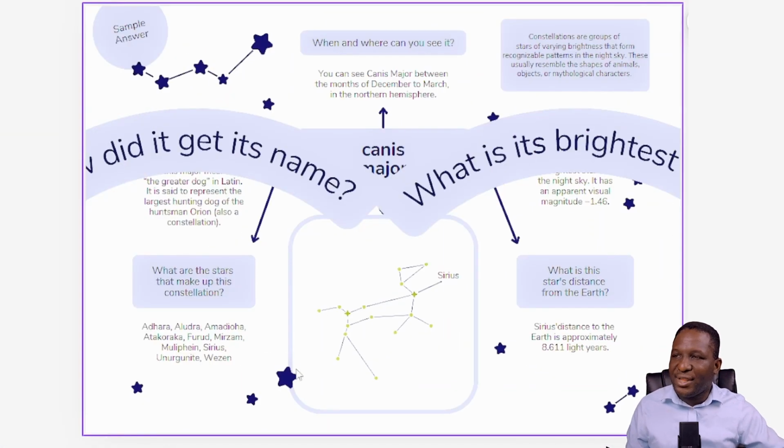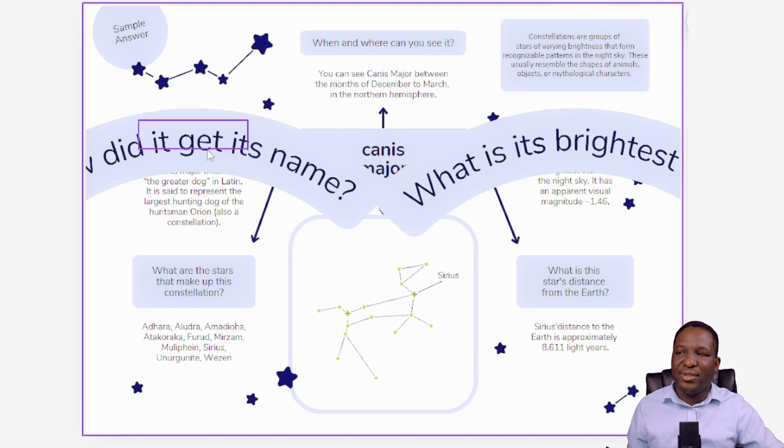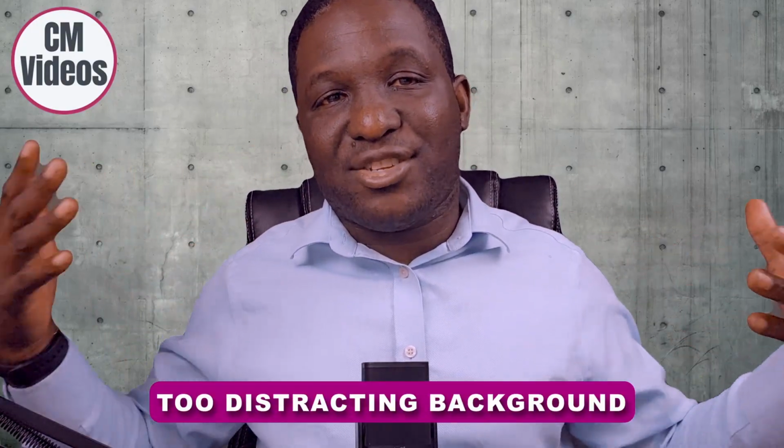So for example, now we see the same system. This time around, there's a dominant white background and then a blue background. So it's really important to have the right color scheme so that your background doesn't clash. The other mistake students make when it comes to this color clashing is also having a too distracting background.